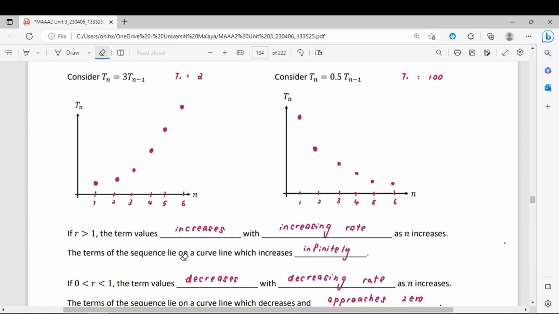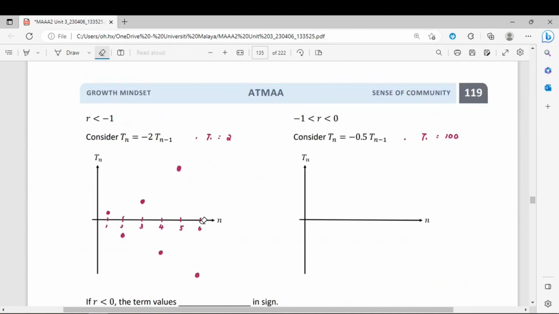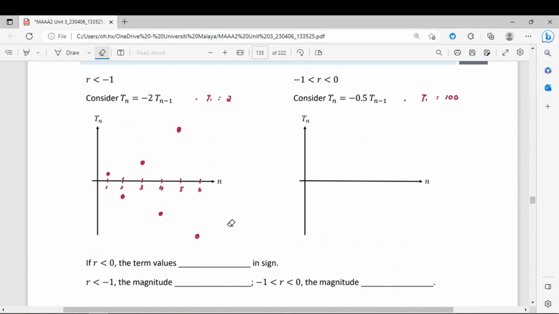So you can still see a similar shape there. But because your ratio becomes a negative number, alternatingly you'll be having positive, negative like that. Okay, so that's the first one. Then the same thing, we go to the second one also.